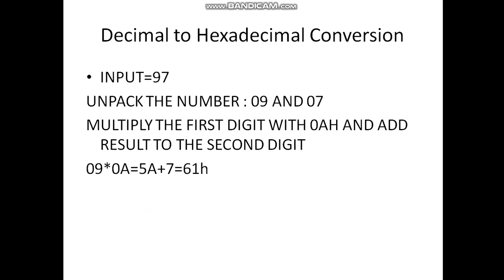You can refer to the previous program for the explanation. Next, the first digit has to be multiplied with 0AH. The product you get has to be added with the second digit. This is how decimal to hexadecimal conversion takes place. For this example, 09 is multiplied with 0A and the product obtained is 5A. This 5A has to be added with the second digit, that is 7. Hence you get the result as 61H. This is how a decimal number is converted to hexadecimal.